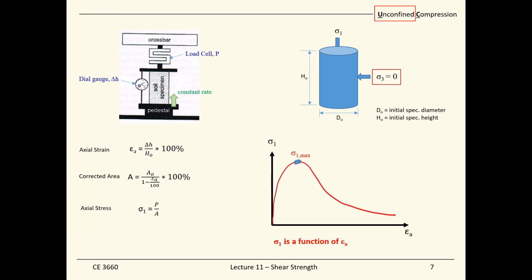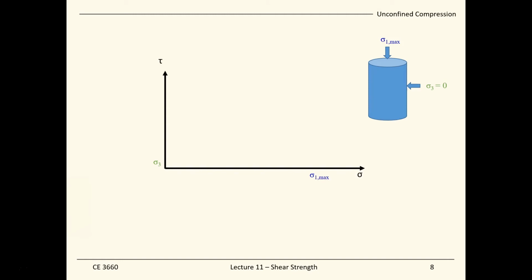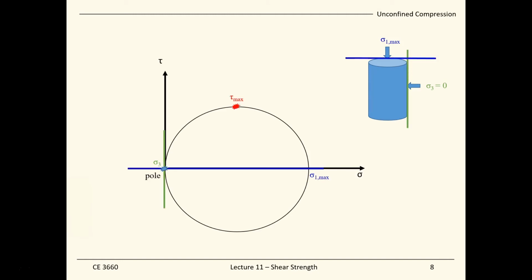Oftentimes students, or even professional engineers, make this mistake, and the price for this in practice is quite high. Think about it: if you misunderstood the sigma 1 max point as the maximum shear stress, it can be very dangerous, because on the Mohr circles, if you mix these two points, you will be off by a factor of 2. One is the diameter and one is the radius.